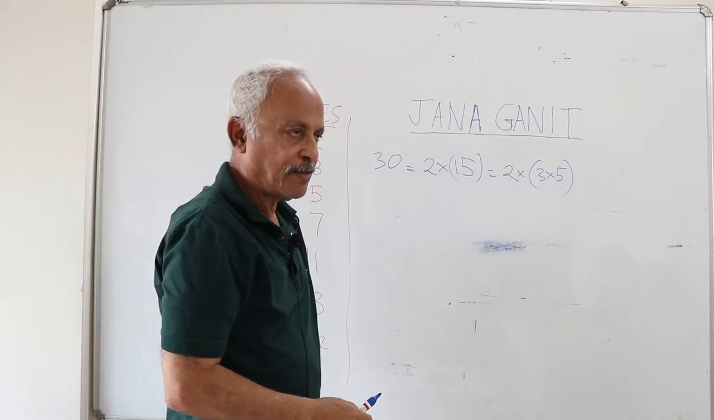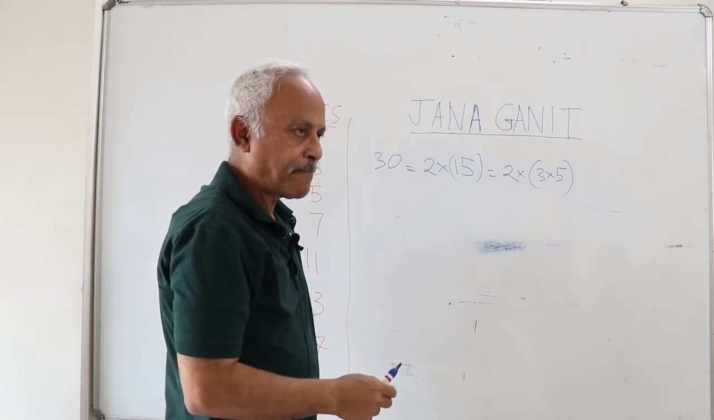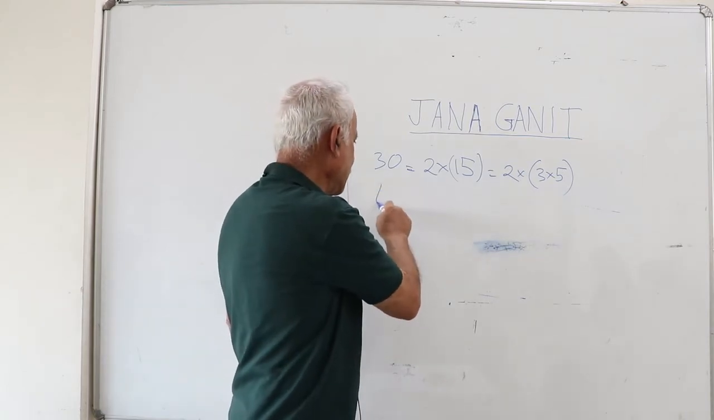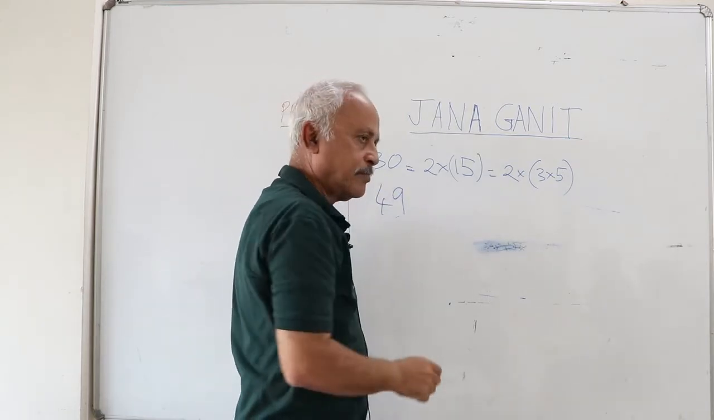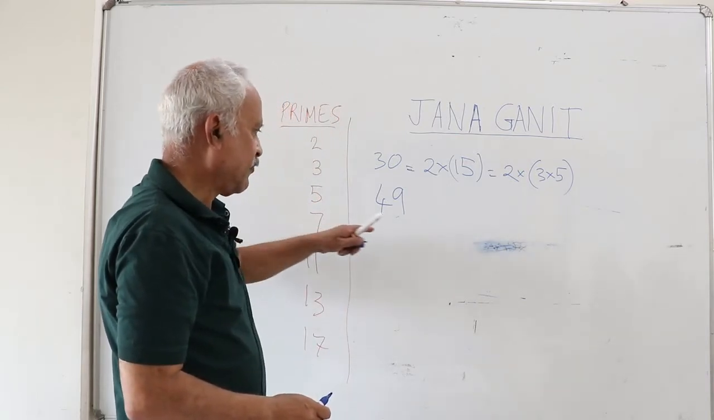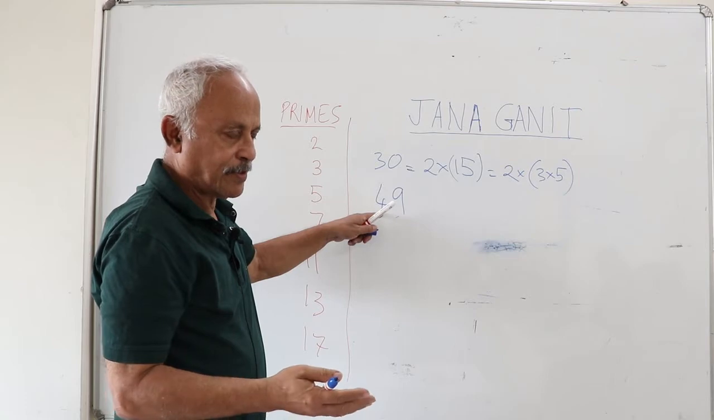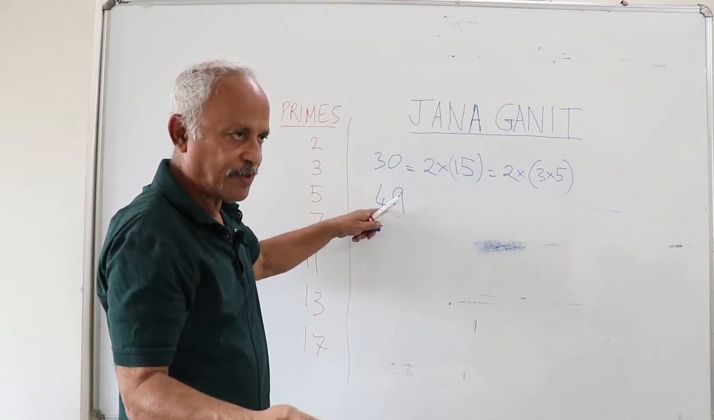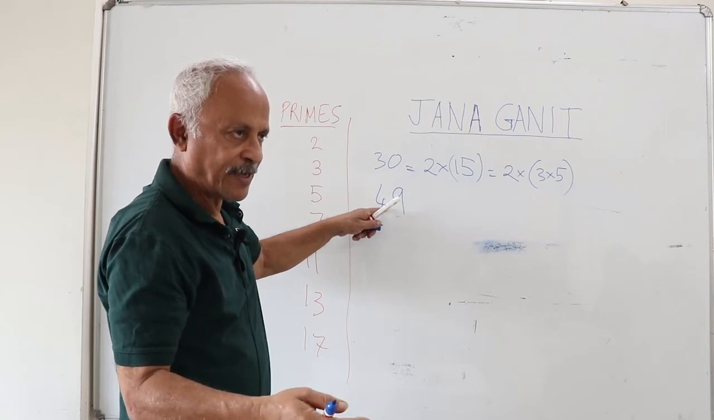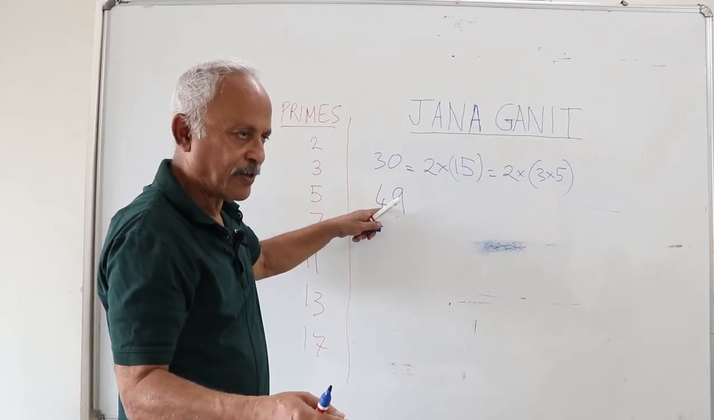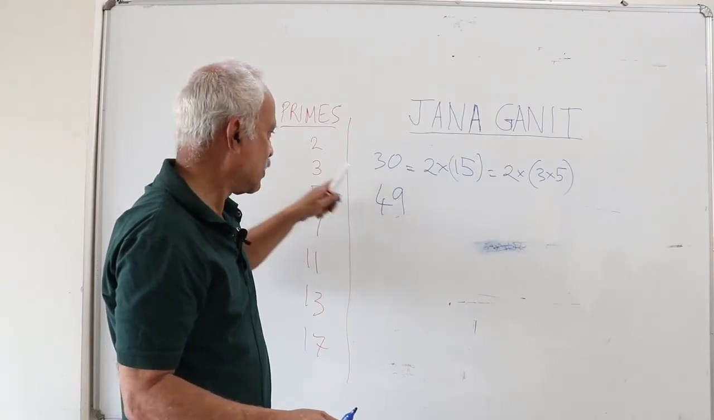Let me take the number 49. Divide 49 by 2. 49 is not divisible by 2. I get a decimal part, 24.5. I get something point, and I don't want that, so it's not divisible by 2.